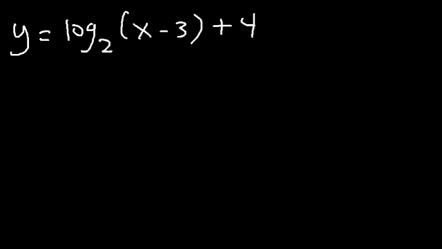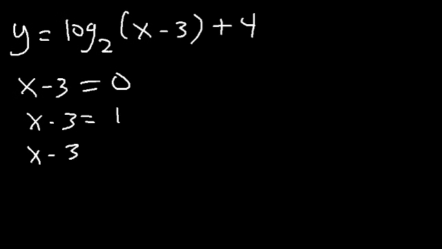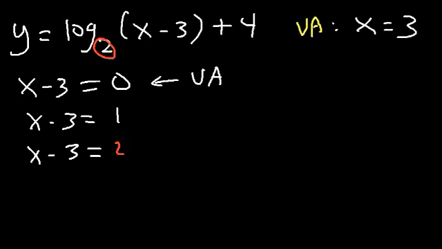Now to graph it, what you need to do is set the inside equal to 0, 1, and whatever the base is, in this case 2. So this is going to give you the vertical asymptote because we said that you can't have a 0 inside the log, because that's where the vertical asymptote will be. So the VA, the vertical asymptote, is x is equal to 3.